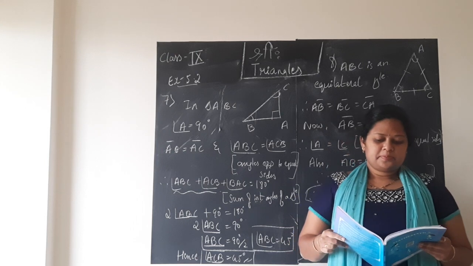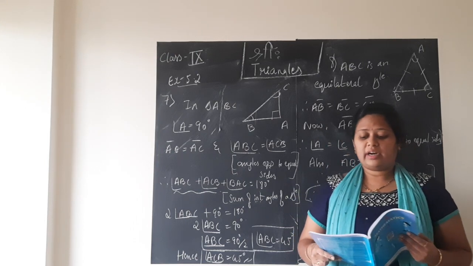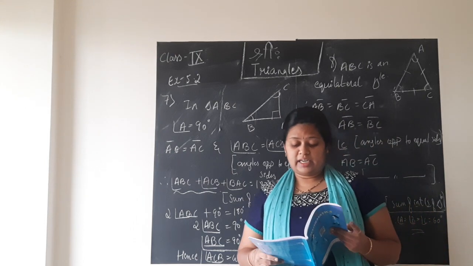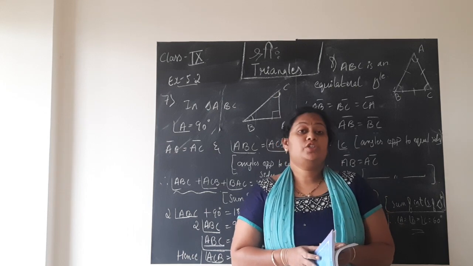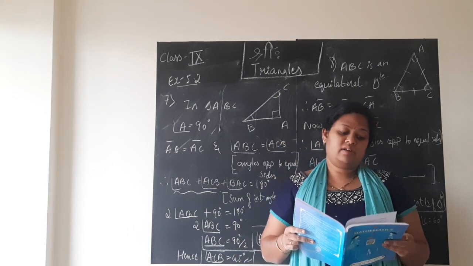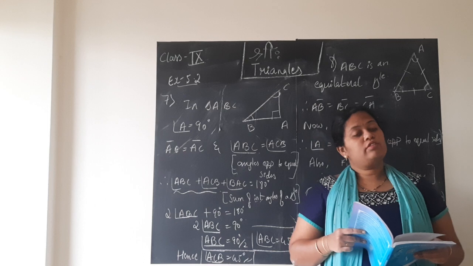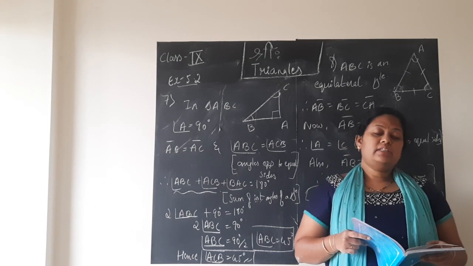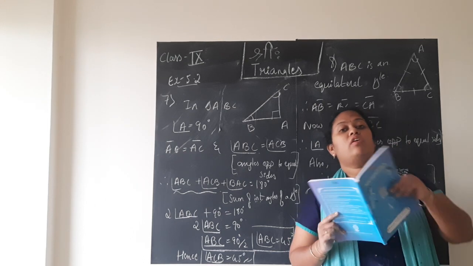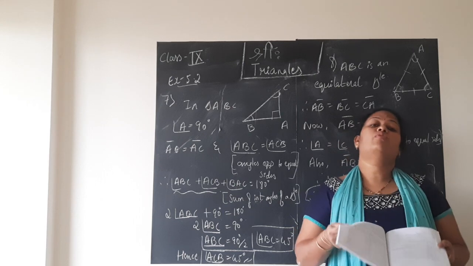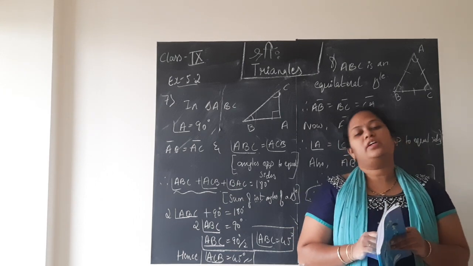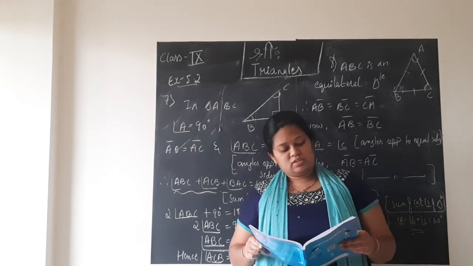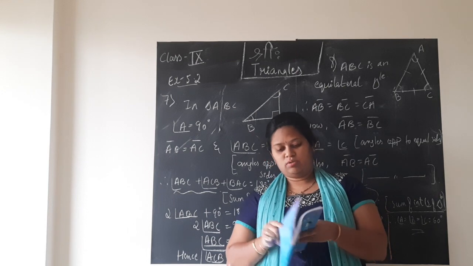Just try. Next, we have some more criteria for congruency of triangles. Theorem 5.4, which you already know, that is SSS congruency. If all the 3 sides of one triangle are equal to all the 3 sides of a second triangle, then those 2 triangles are said to be congruent to each other. That is SSS congruency. RHS congruency rule you have.